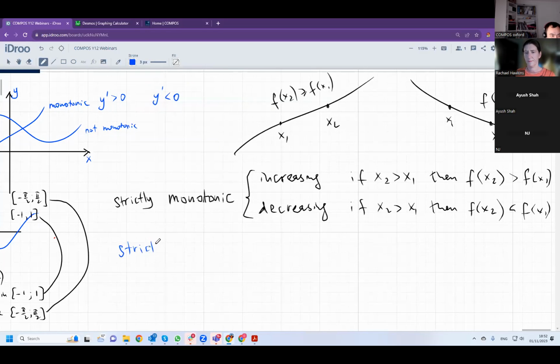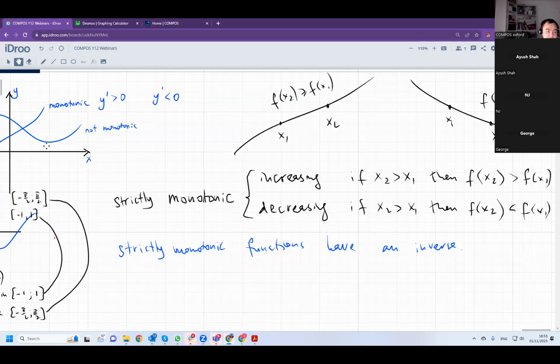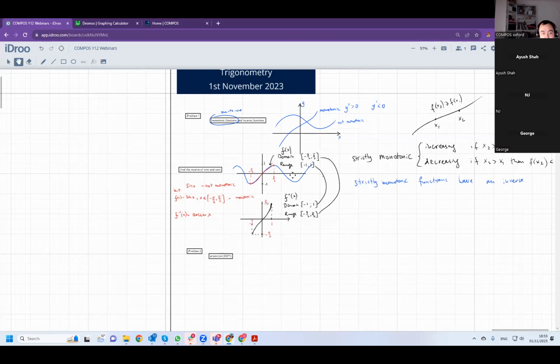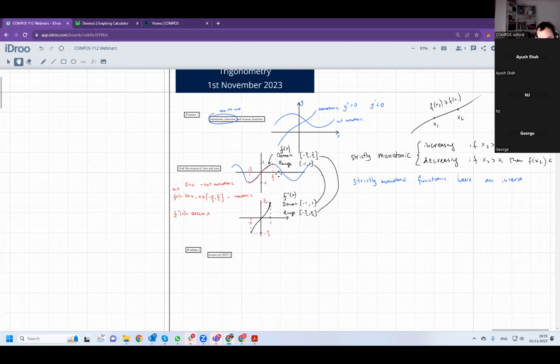Strictly monotonic functions have an inverse. Domain, range, we'll go through in more detail in further assignments. We have an assignment on functions, but they are also covered in the assignment itself. So please have a look as well.